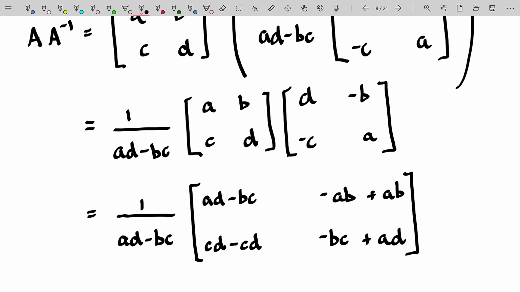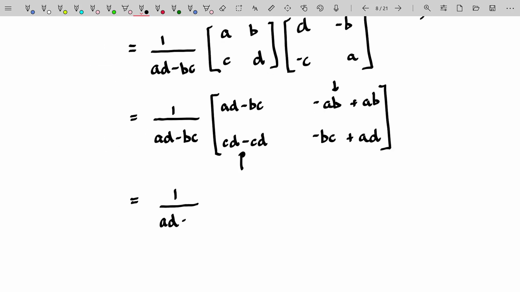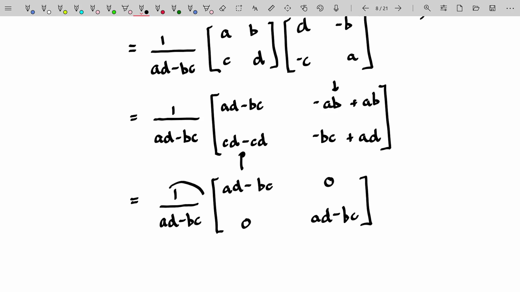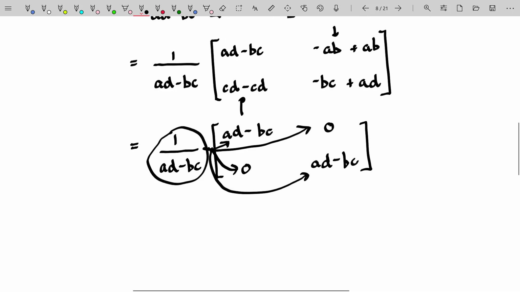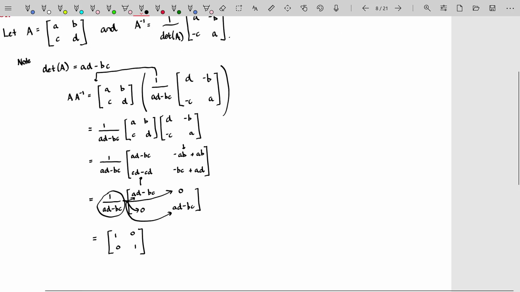We get to this point right here, and you'll notice that at least in the first row, second column, and second row, first column, those zero out. And we know via scalar matrix multiplication that we can bring this scalar on the inside and multiply each entry of our matrix by that 1 over AD minus BC. That will result in the 2 by 2 identity matrix. Now let's go ahead and show it the other way around.